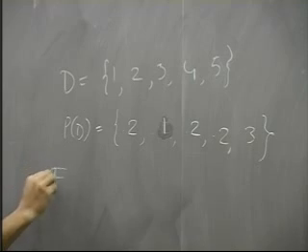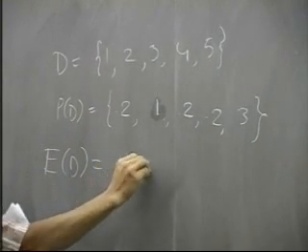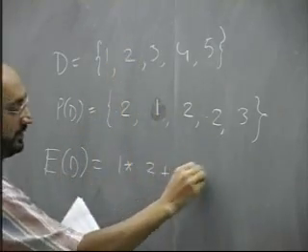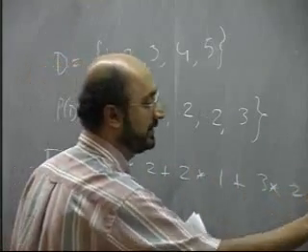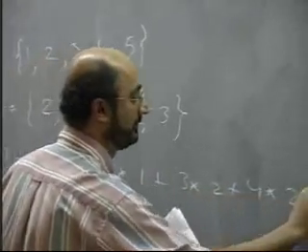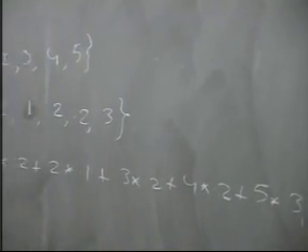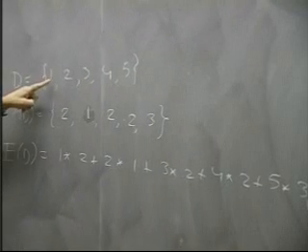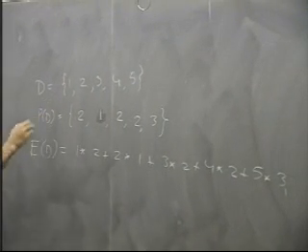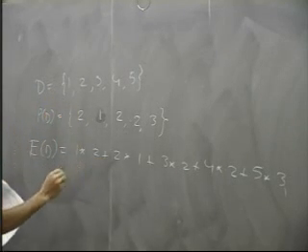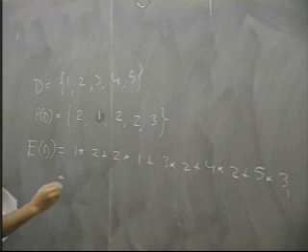And so I can compute the expectation of d as just 1 times 0.2 plus 2 times 0.1 plus 3 times 0.2 plus 4 times 0.2 plus 5 times 0.3. That's the definition. You take the value di multiplied with p(di), and you just multiply it. And this turns out to be, I guess, 3.3. Yeah, 3.3.